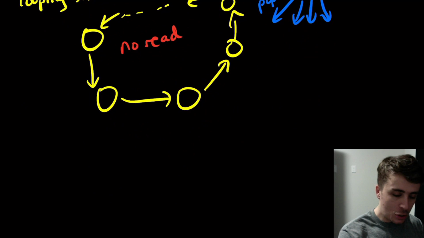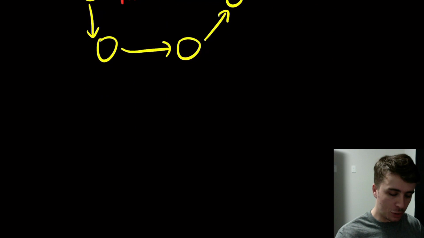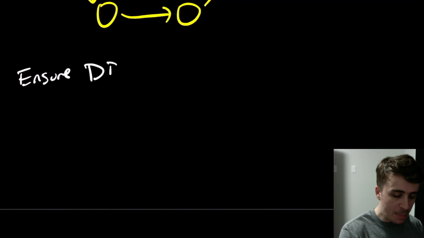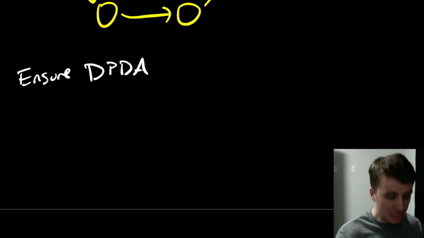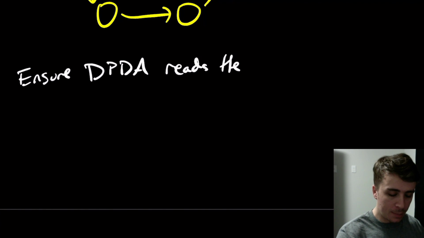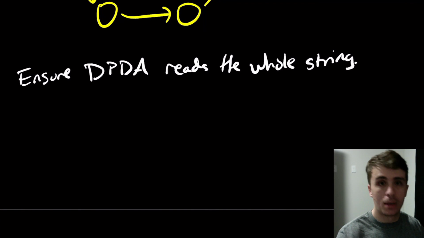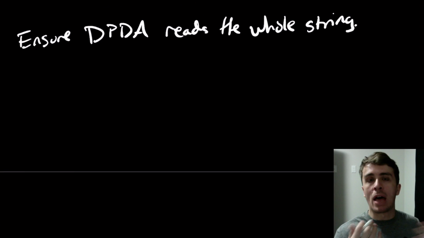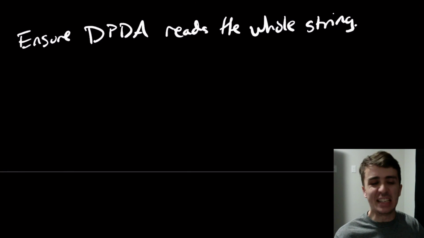So we need to fix both of these problems first of all. What we're going to do is ensure that the DPDA that we have, whatever it is, it can be any type of DPDA, reads the whole string. Whether it accepts or not, it has to read the whole thing. And that will help make the complement final and non-final thing easier later.